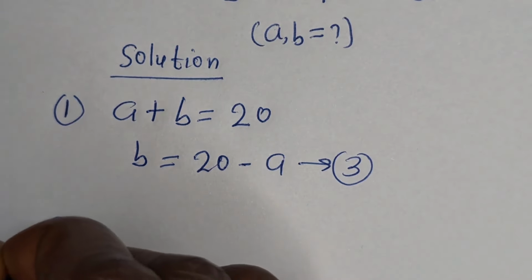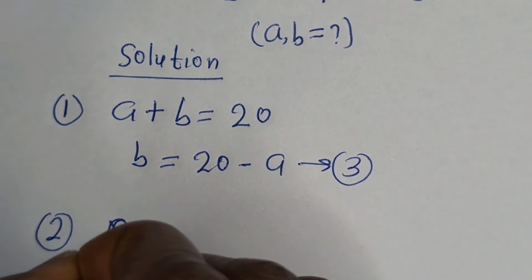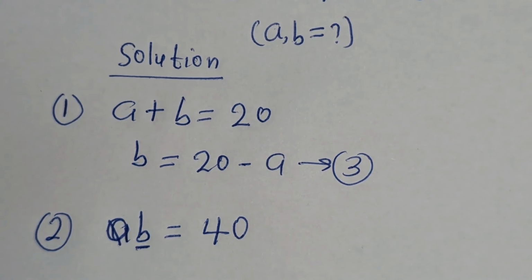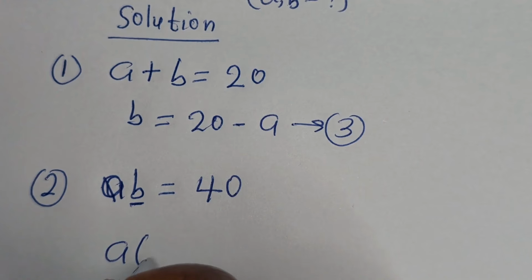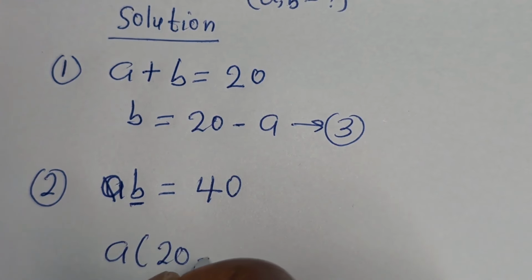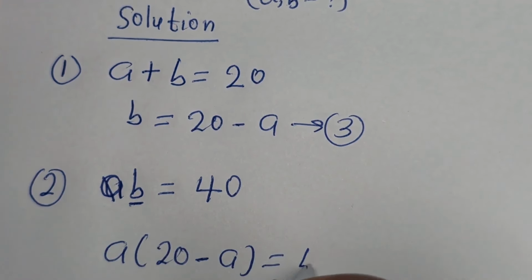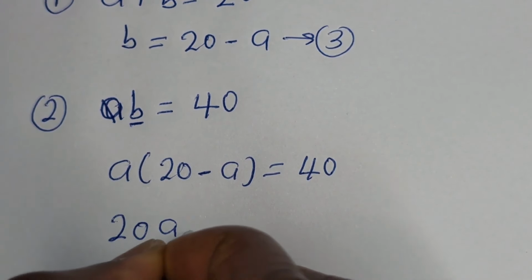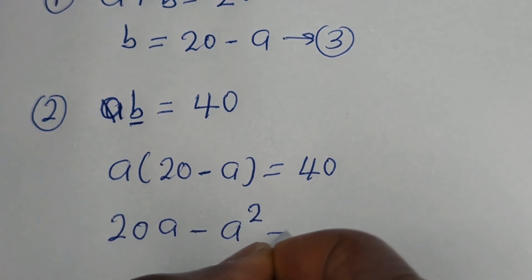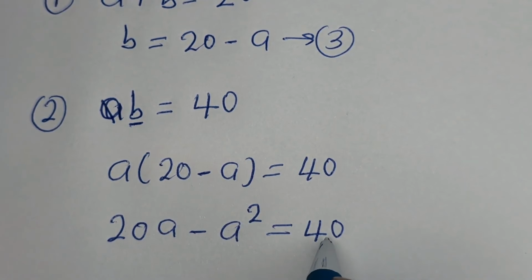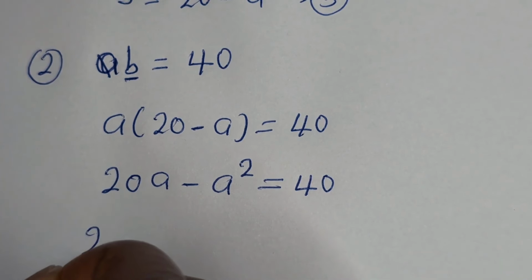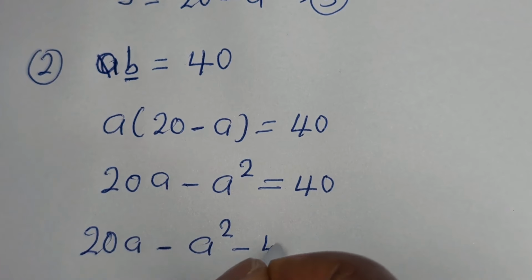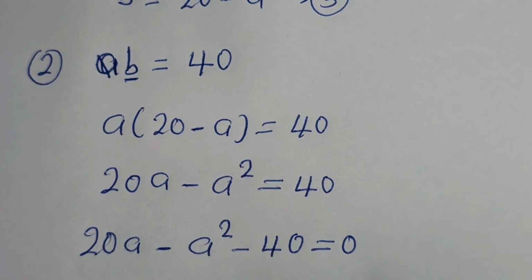From equation 2, ab is equal to 40. Let us substitute for b. a bracket 20 minus a is equal to 40. Let us open the bracket. 20a minus a square is equal to 40. Let us bring this 40 to this side. 20a minus a square minus 40 is equal to 0.